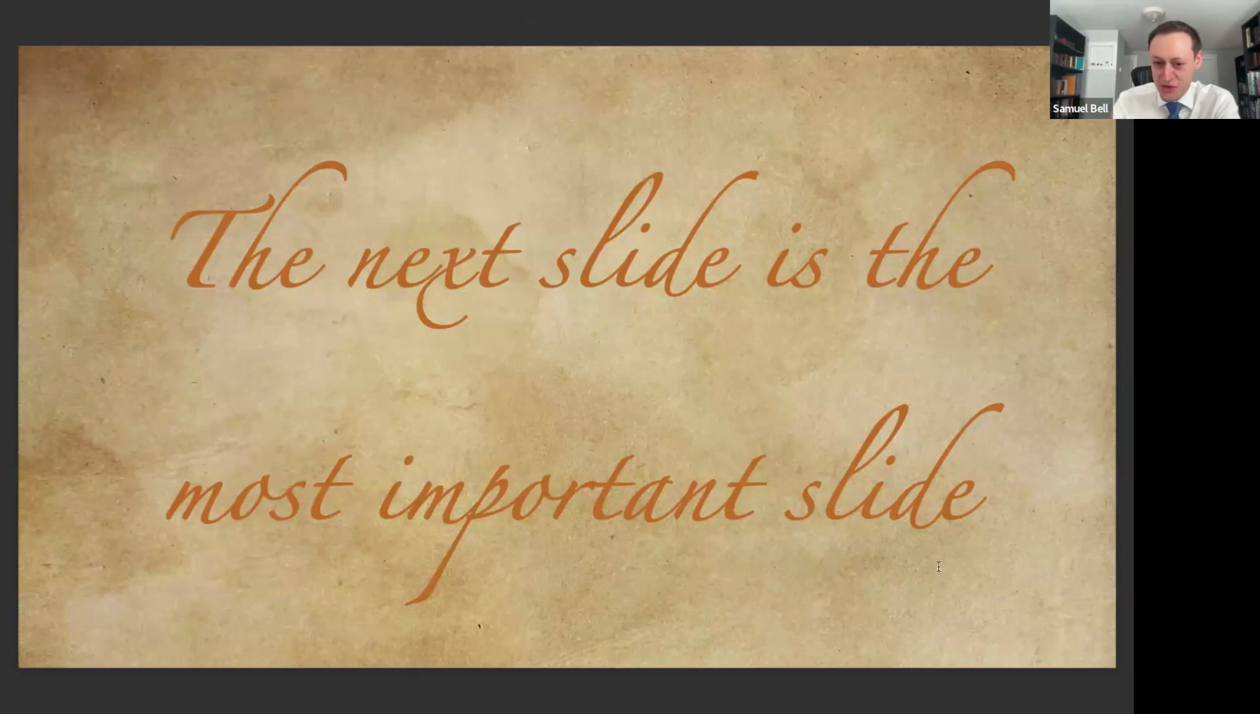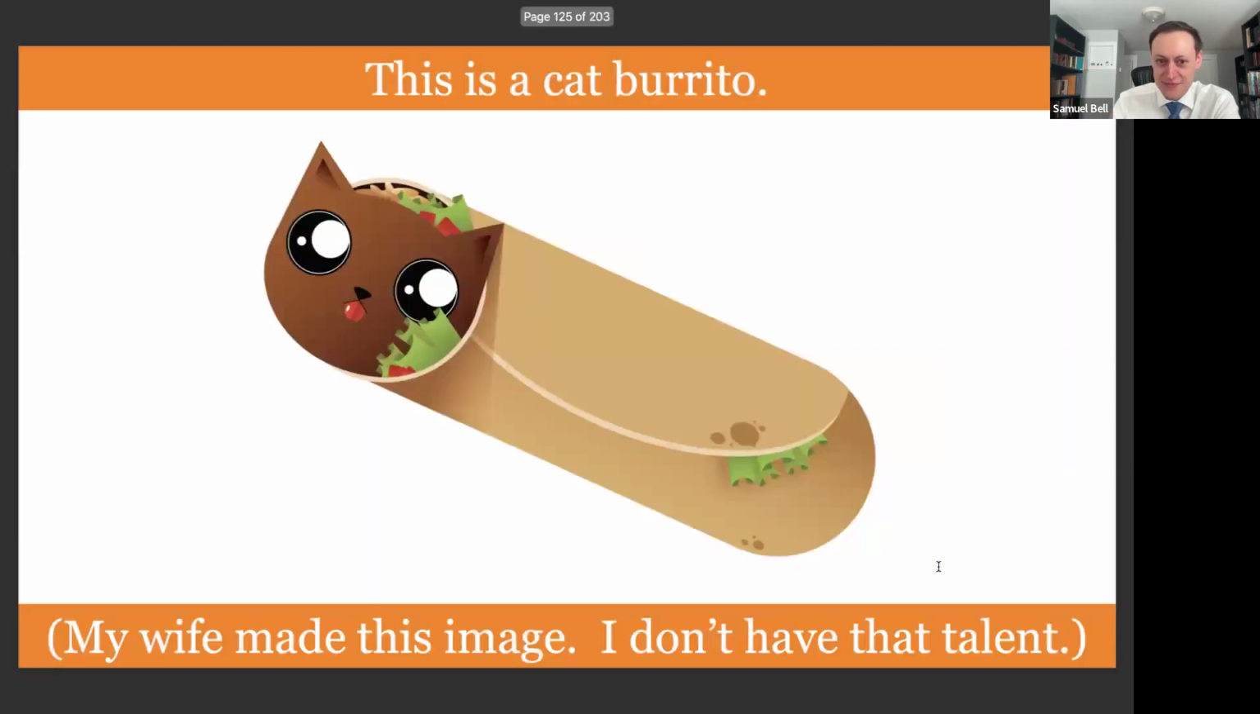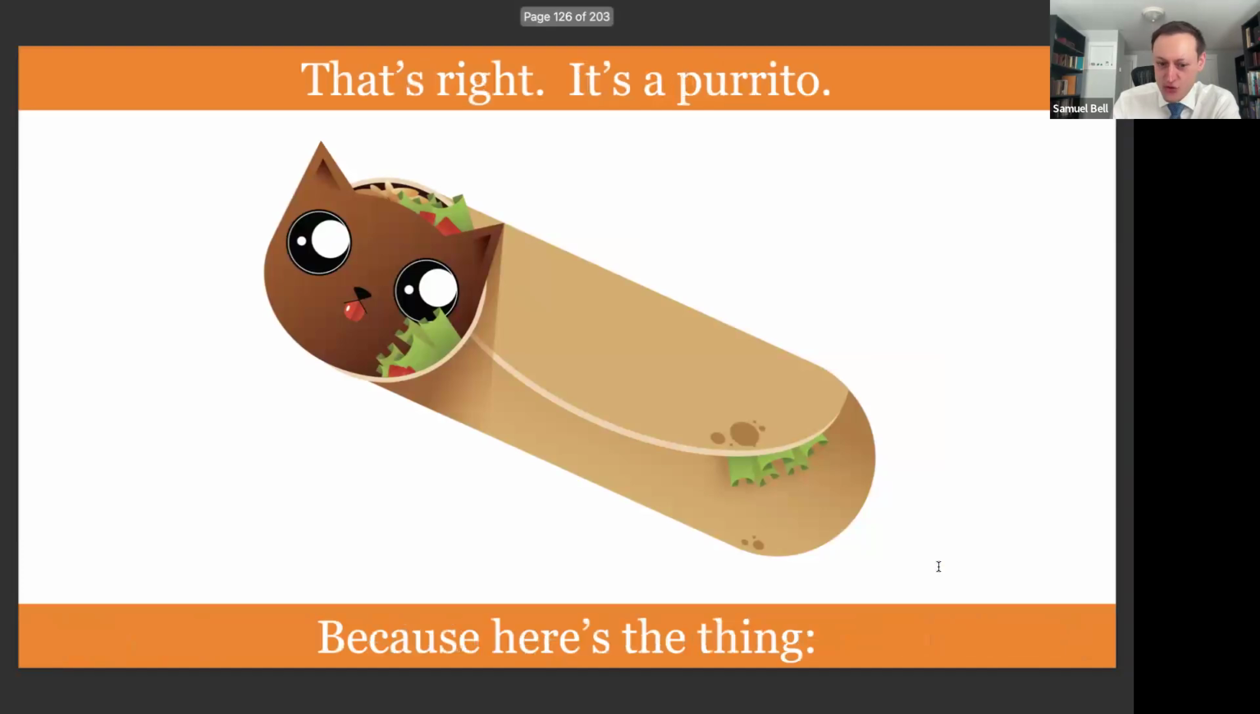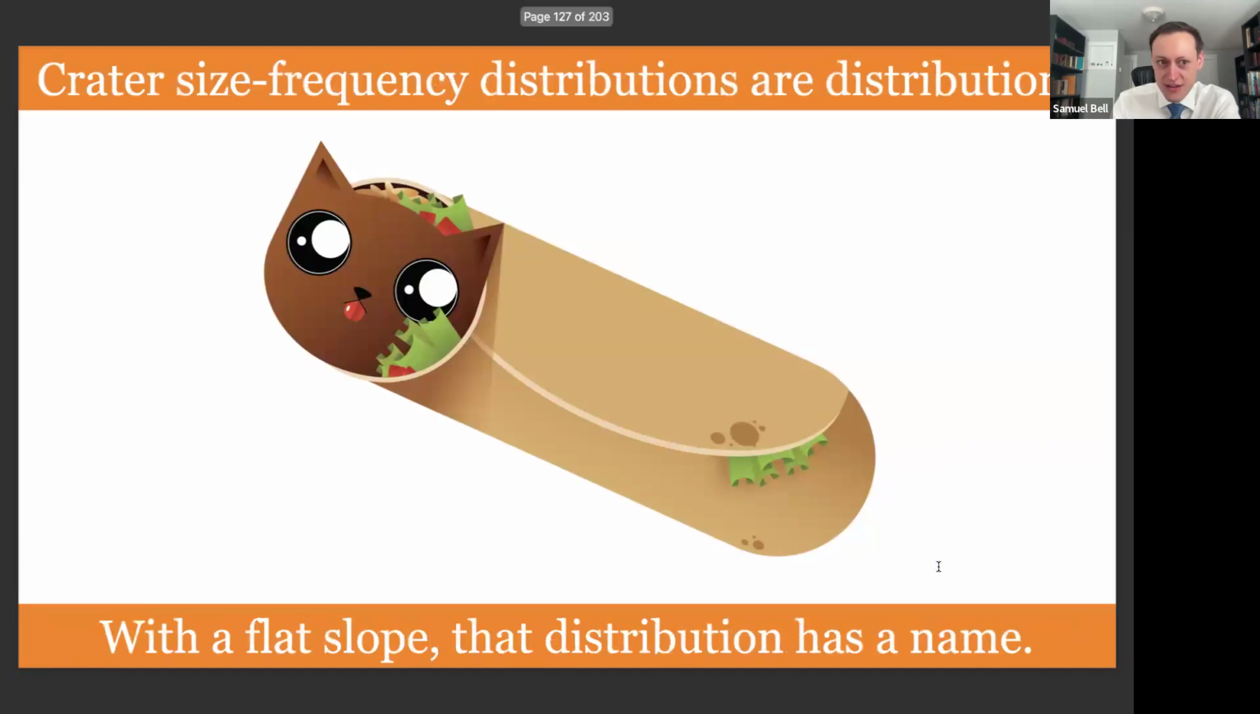I'm waiting to build your anticipation. This is a cat burrito. My wife made this image. I don't have that talent. That's right. It's a burrito because here's the thing. Crater size frequency distributions are distributions. With a flat slope, that distribution has a name.